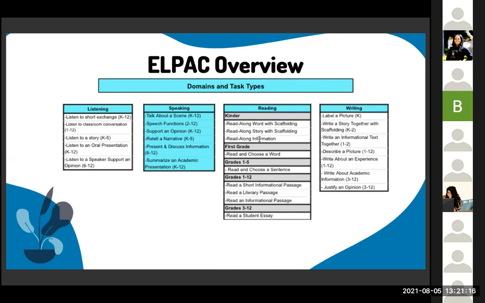So here's just a quick overview, just so you can see. I'm not going to go into it. Four domains and the task types that a student might see in those domains.